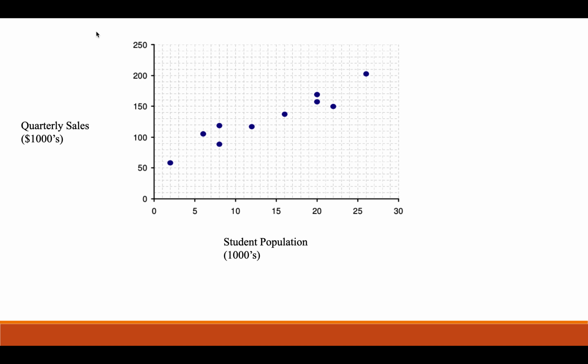When we plot these data values, you can see that there seems to be a pretty positive correlation between student population and quarterly sales. That is, as student population increases, quarterly sales also tends to increase. If we draw a line through this model, we can see that a linear relationship does seem to be present. So we will continue to use simple linear regression to make predictions based off this model.